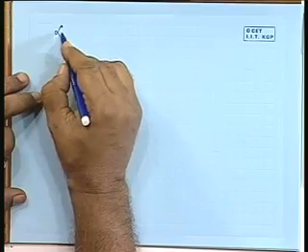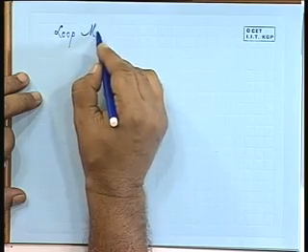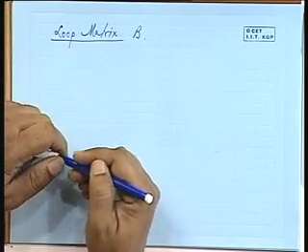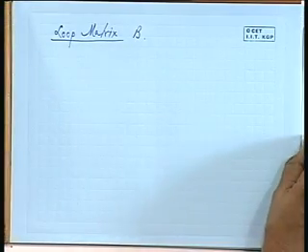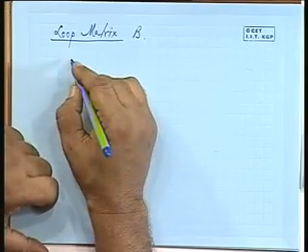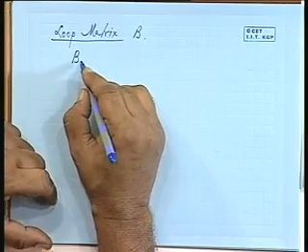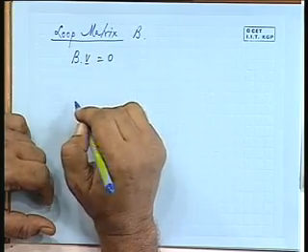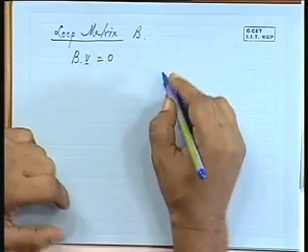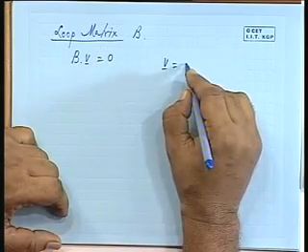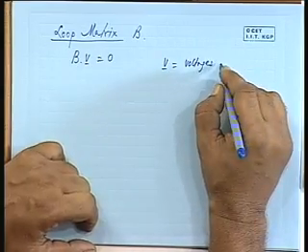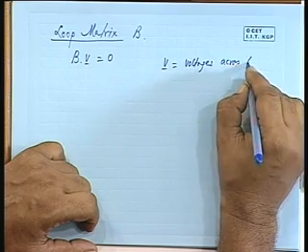Now, once again let us come back to the loop matrix; some relations we shall derive for the loop matrix. We have observed earlier that the loop matrix B multiplied by the voltage V is equal to 0, where V is the vector of voltages across the elements.